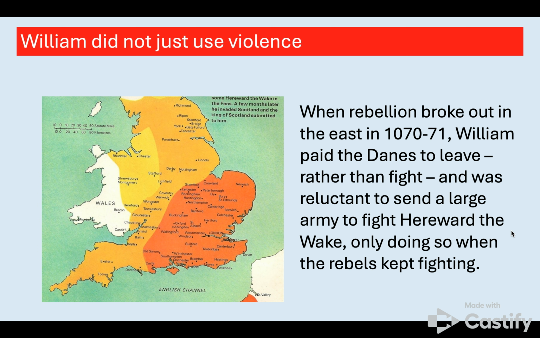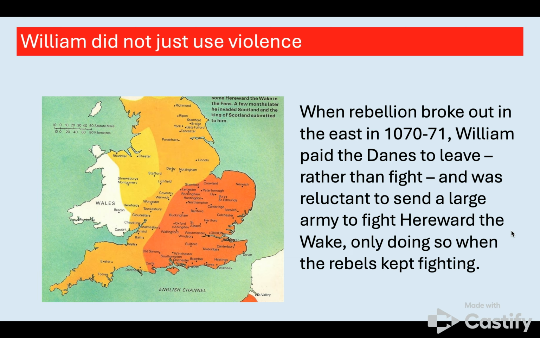So we talked about the north, talked about Exeter. The final rebellion to consider is the one that happens in the east, in Ely. And as the point says here, when rebellion broke out in the east in 1070-71, William actually paid the Danes to leave, so the Danish Vikings, rather than fight them. He was also reluctant to send a large army to fight Hereward the Wake, and he only did so when the rebels kept on fighting.